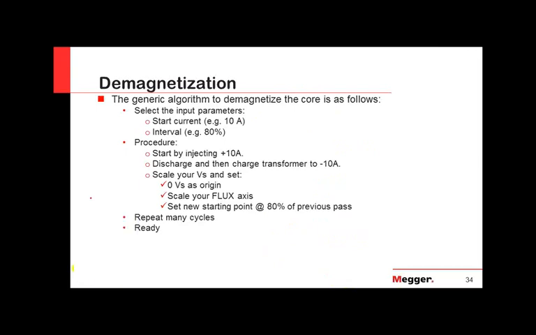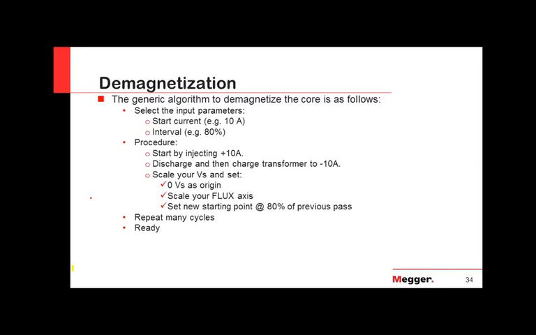This is just the generic algorithm that we use for DC demagnetization. What are we trying to do here? We will select the input parameters. What is my input parameter? How much current did I apply for my winding resistance testing? Let's say I applied 10 amps. If you were able to saturate the core of your transformer with 10 amps, then you should be able to demagnetize the core with the same 10 amps.